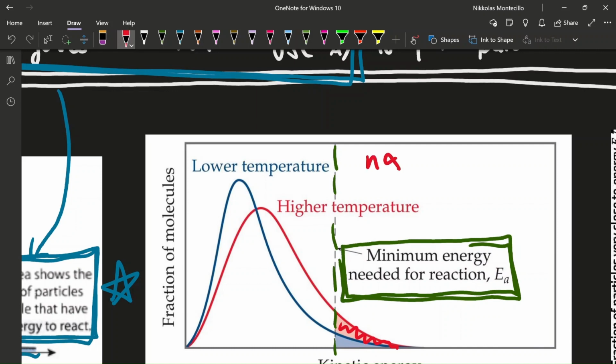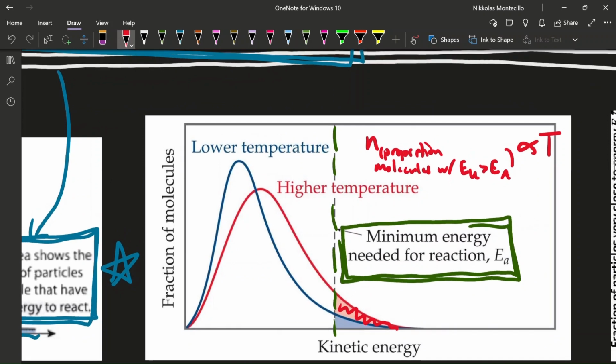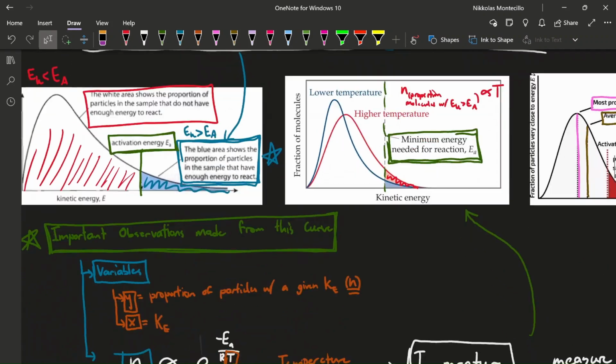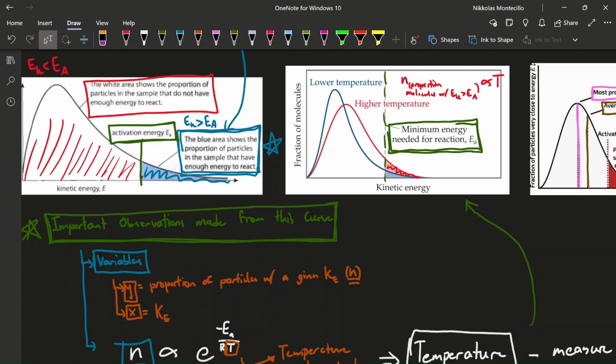So N, the proportion of molecules with Ek greater than Ea, is directly proportional to temperature. Whereas at lower temperatures, we can see that the proportion of molecules with their kinetic energy greater than Ea is less. So generally, at higher temperatures, we can expect a higher proportion.